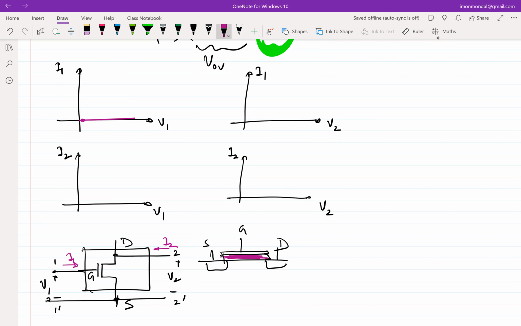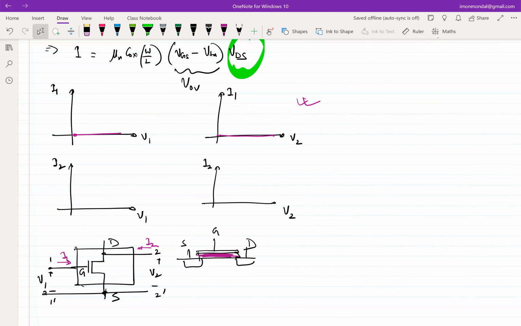What is this third plot? I2 V1. Sorry, no, let's not go there. Let's go to the second one. What is I1 V2? 0. Great, so far so good. What is I2 V1? I2 V1 will be linear because V1 is essentially in this case VGS, right? V1 is VGS. So V1 is essentially V.